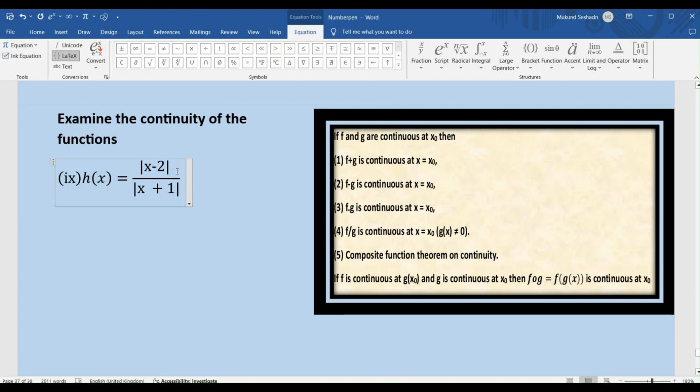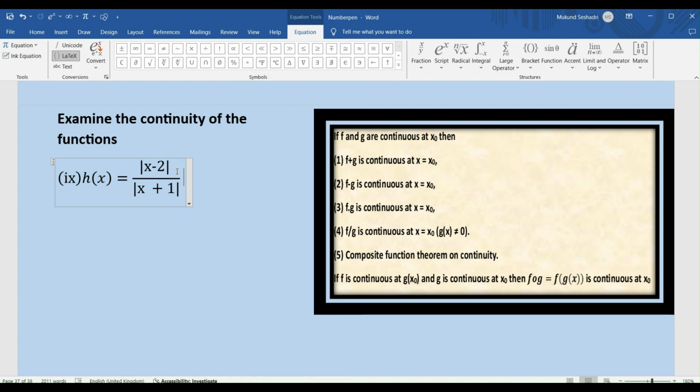So we have the problem on our screen. h of x equals mod of x minus 2 divided by mod of x plus 1, right? So this is a mod function. And if you've not taken a look at my other video where we have discussed how we go about establishing the continuity of a mod function, mod of x plus a, where a is a constant, can be a positive or a negative real number, I'll put a link to that video in the description, and I would request you to take a look at it for you to understand why a mod function is always a continuous function, right?